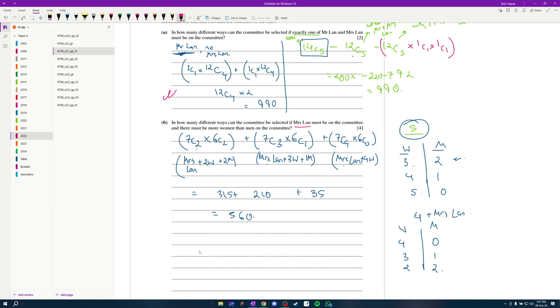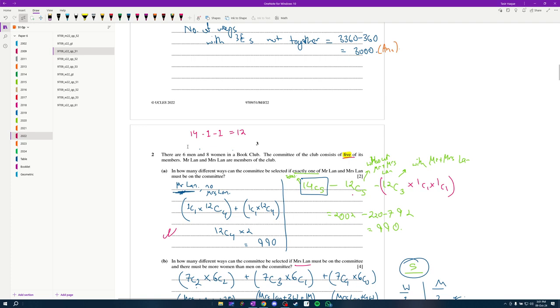Okay. So, Mrs. Lan is already included. So, that's 1C1. She's always there. Okay. She never misses. And from the 4 people, we need more women than men. So, 4 women, 0 men, 3 women, 1 man, and 2 women, 2 men. Why is this possible? Because we already have Mrs. Lan. So, she's actually adding 1 more to the women over here.